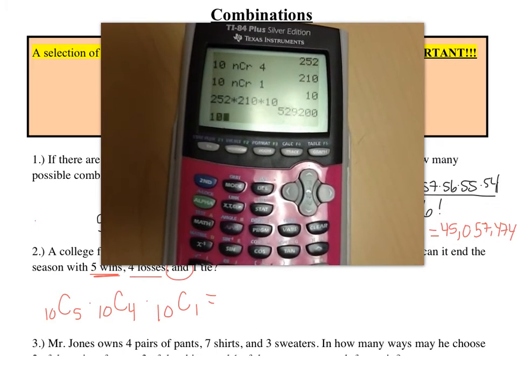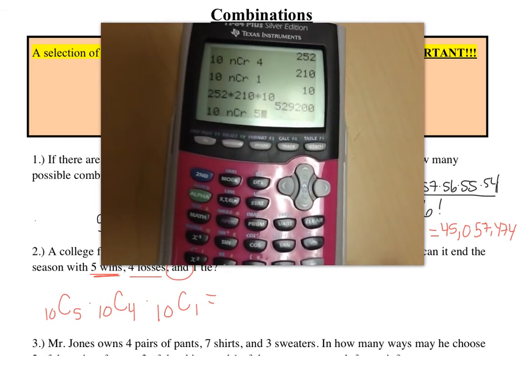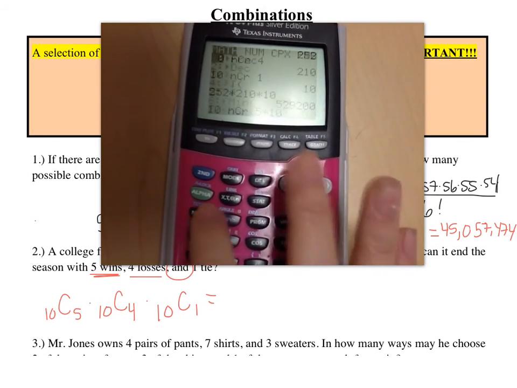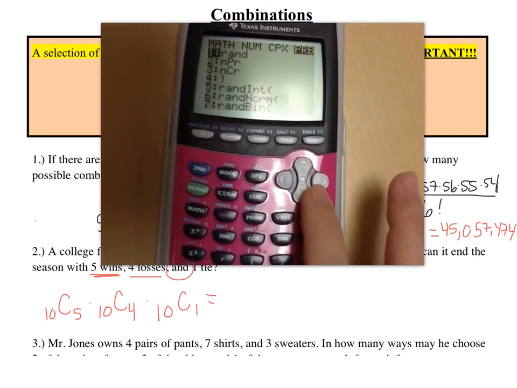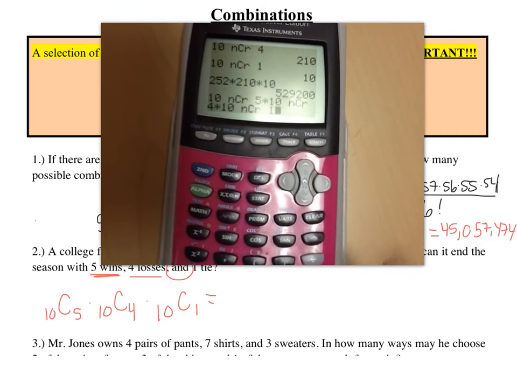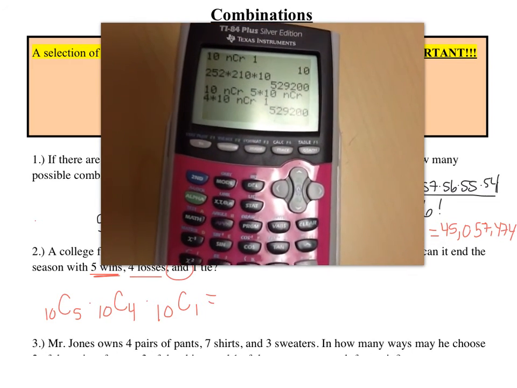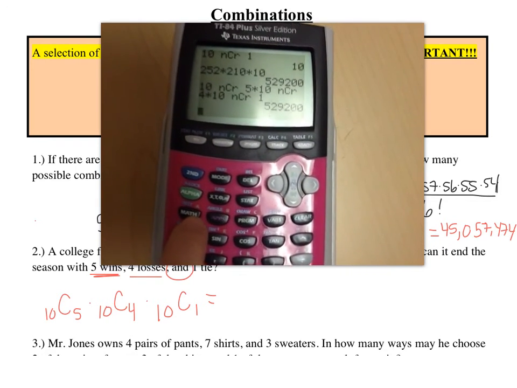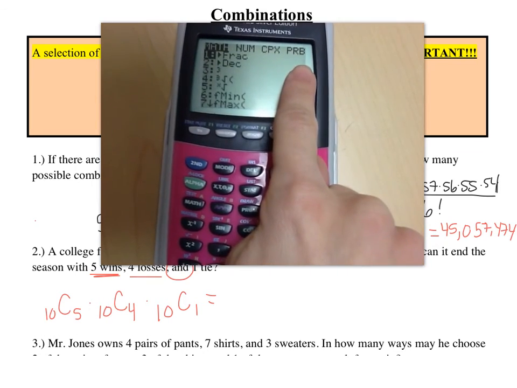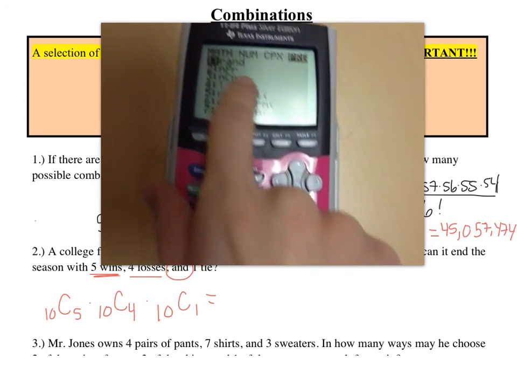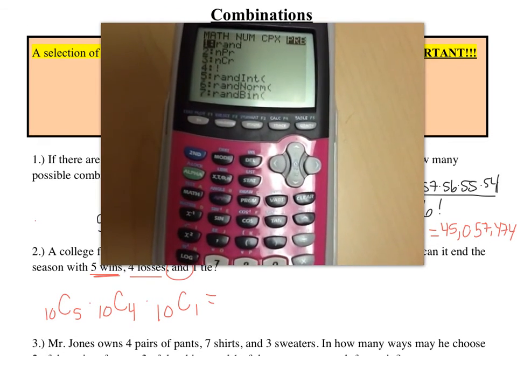Your calculator is pretty powerful, so you could have entered it all together. You could do 10 choose 5 times 10 choose 4 times 10 choose 1, and you'll get the same answer that way as well. So you have some options, but just remember when you want these probability formulas and the factorial, you come here to the math menu, and then it's the PRB, so you scroll over to that. And again, in this course we're focused on permutations, combinations, and factorials.